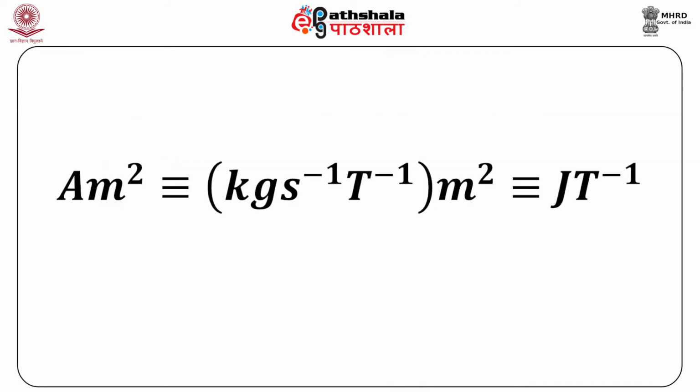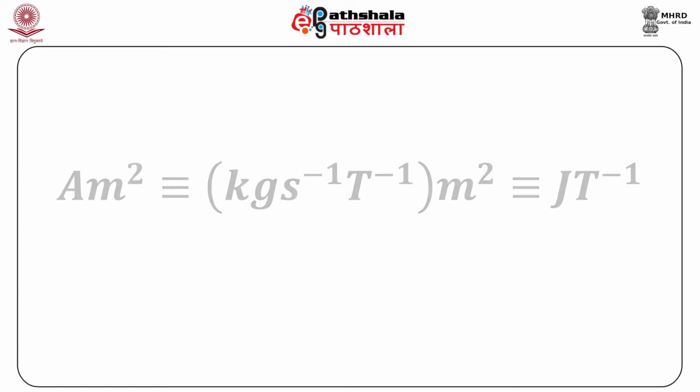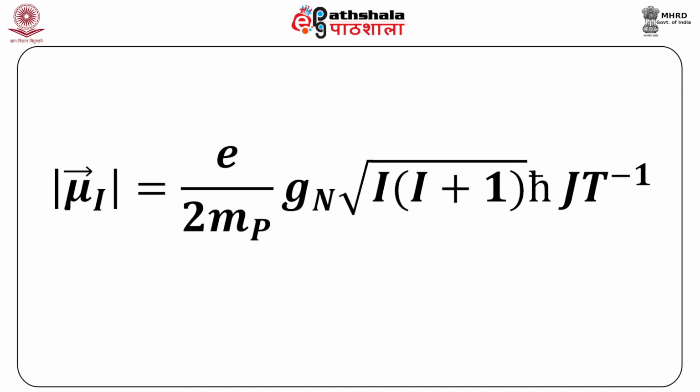The conversion is ampere meter square is equal to kg second inverse square, Tesla inverse meter square, which is equal to joules per Tesla. Hence, for a proton we may write the magnitude of mu I is equal to e by 2 mp, where mp is the mass of the proton, gn into square root of I into I plus 1 h cross in joules per Tesla.